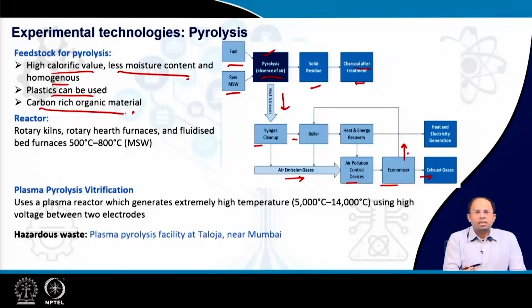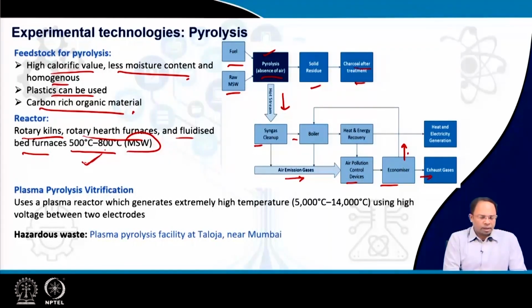Carbon-rich organic material is the final end product. Different kinds of reactors are utilized: rotary kiln reactors, rotary hearth furnaces, and fluidized bed systems. Fluidized beds are where we use air and the movement of air as well. And here the temperature range is around 500 to 800 degrees centigrade. Particularly for municipal solid waste, we can go with this kind of furnaces, right?